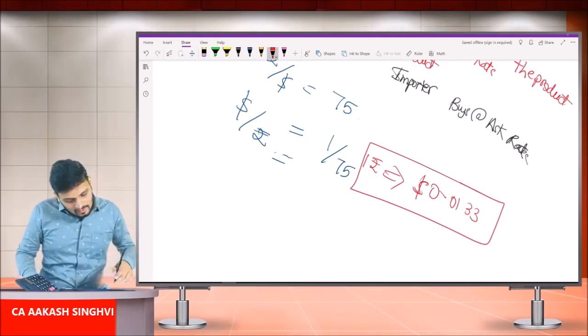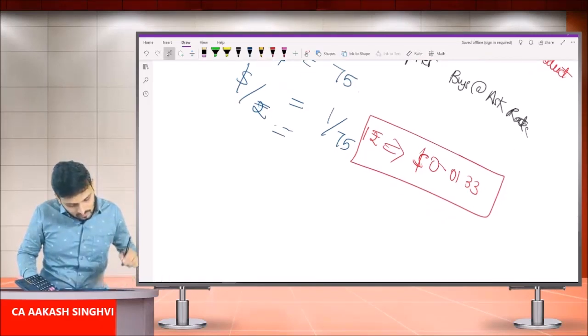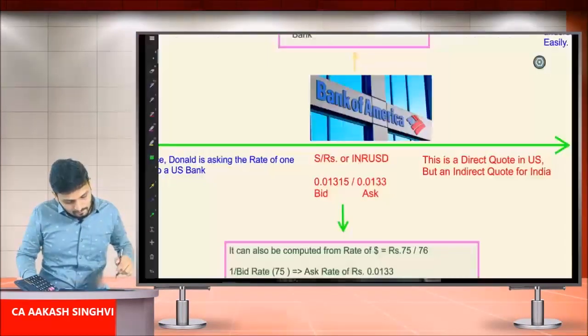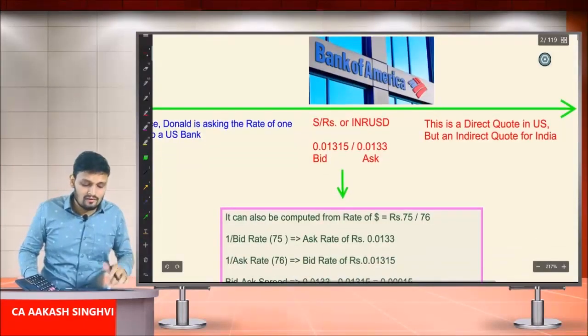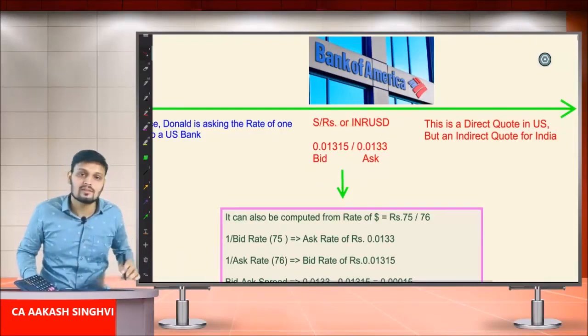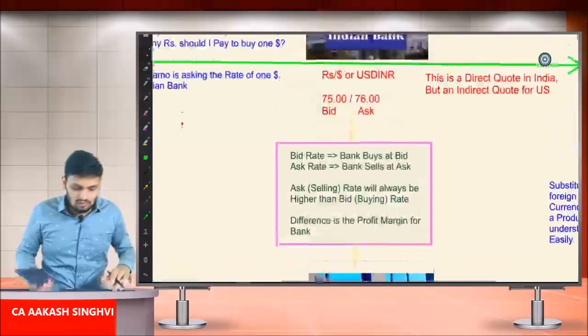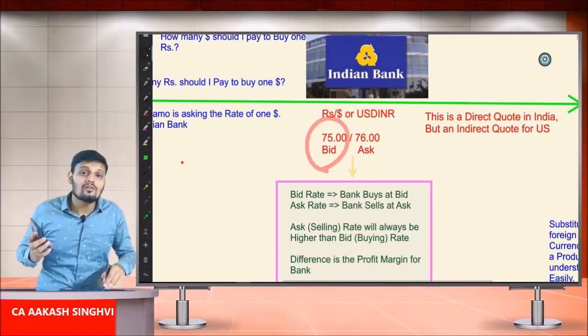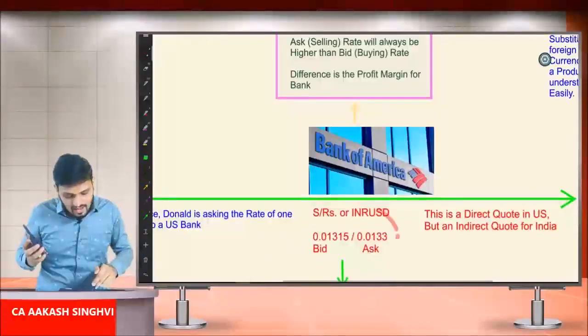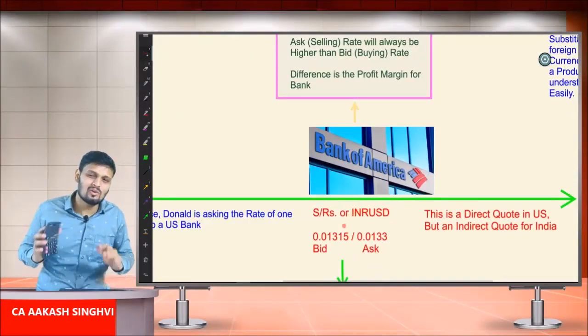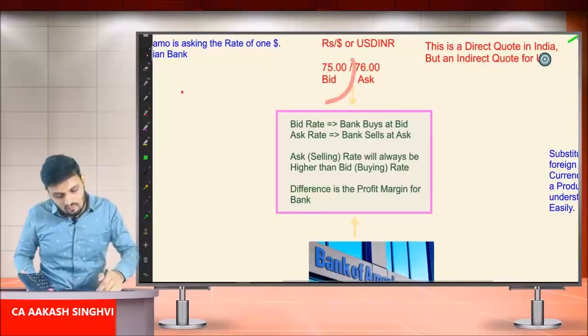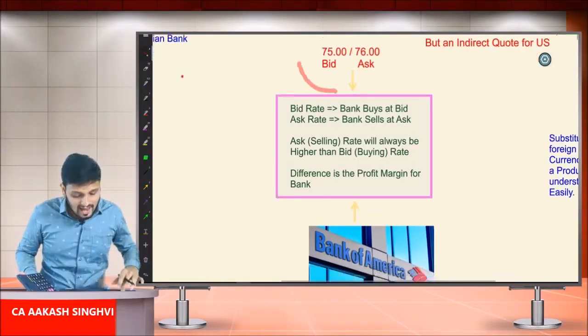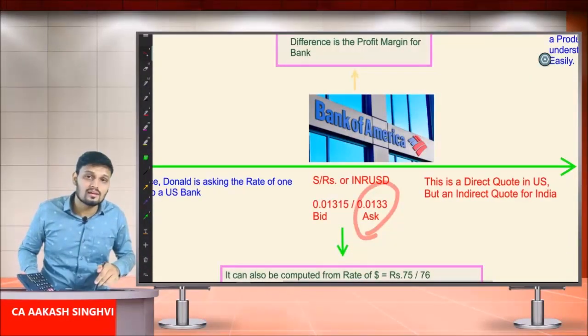Okay. Now, coming back to our storybook. Here, how did we compute these two rates? 1 divided by 75, how much is the answer? 0.0133. The bid rate of dollar will become the ask rate of rupee. I'll tell you why, don't worry, just listen to me carefully. 1 divided by 75, the answer was 0.0133. Are you getting the point?